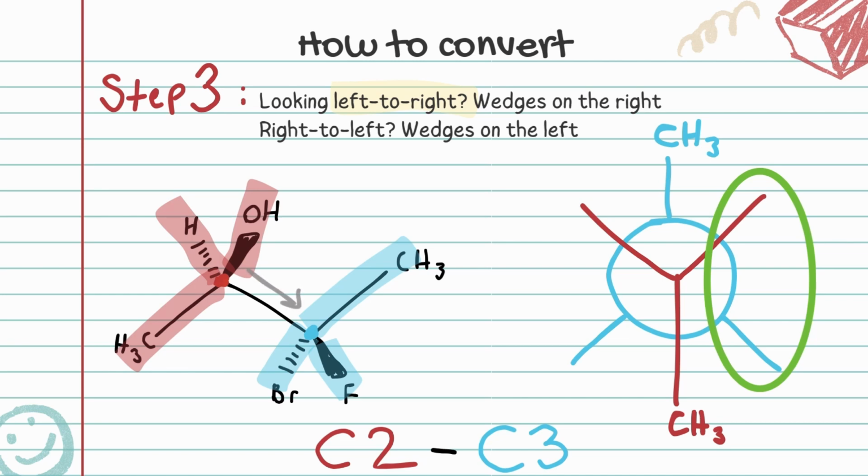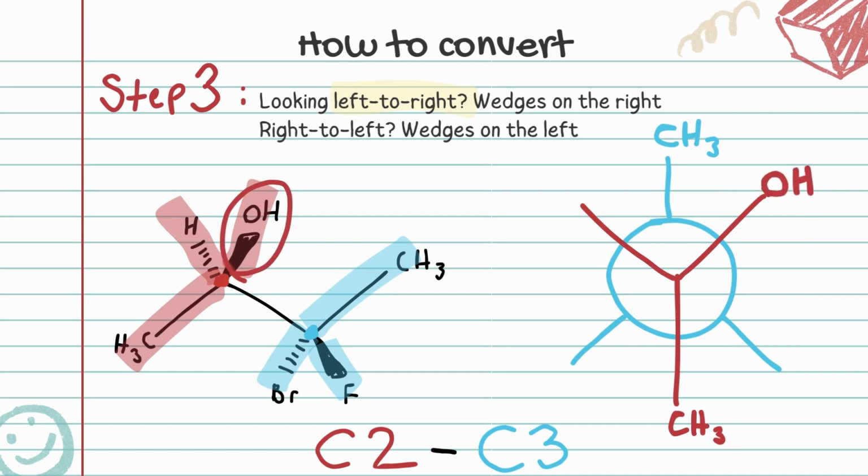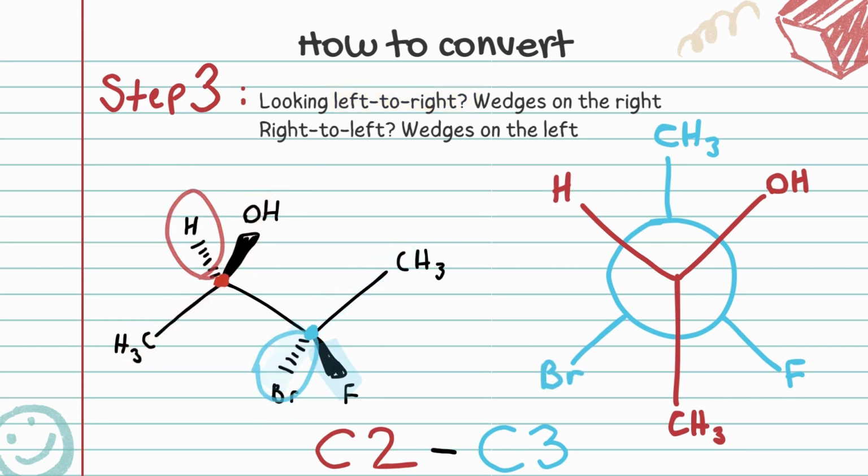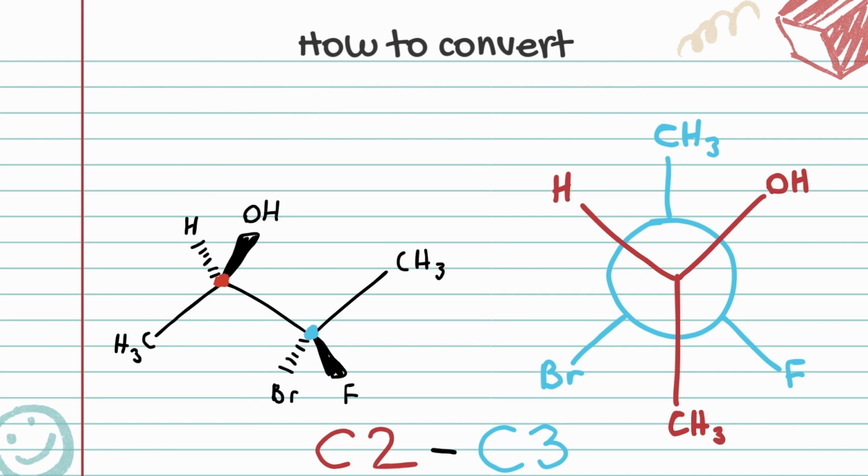So you can view that here. For the front red carbon, we've got our wedged OH, so that's on the right side. And for the back blue carbon, we've got our fluorine, and it is wedged, so it goes on the right side, right? That just leaves the last ones, the dashes, to fill in the other side as well. All right, so there you have it. With all that mess out of the way, this is what the conversion looks like in those 3 steps.